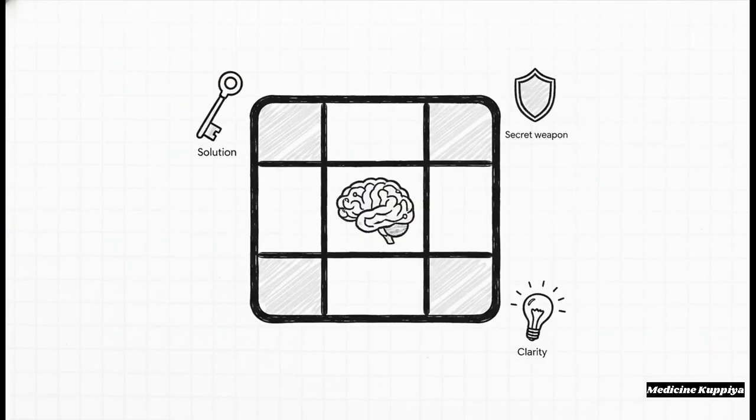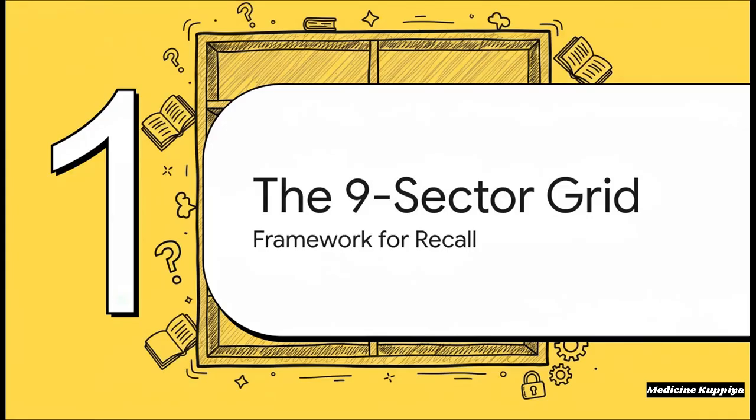And here it is. The answer is the 9-sector grid. Seriously, this isn't just about memorizing. It's about building a mental framework that lets you recall and structure information logically, even when your nerves are totally shot. Think of it as your secret weapon for the exam. So let's build this framework together. I want you to think of it like an empty bookshelf. Once you get the structure of the shelf, filling it with the right information becomes almost second nature.